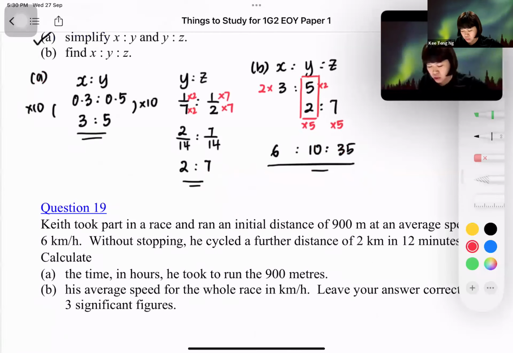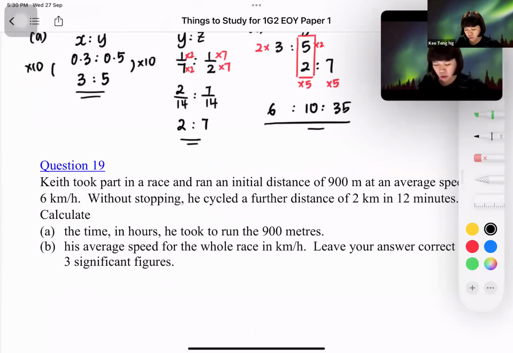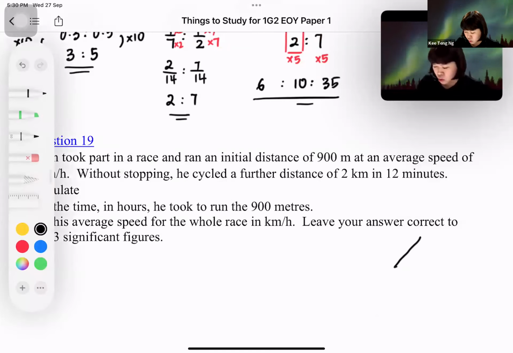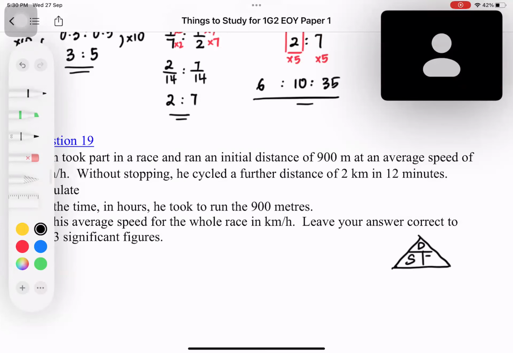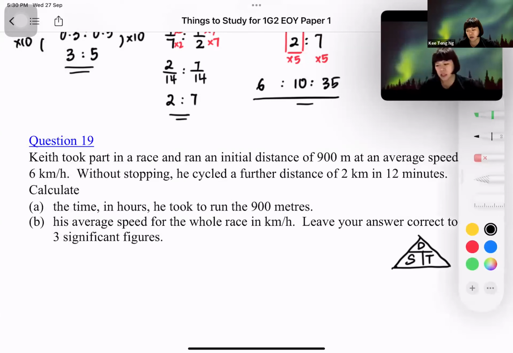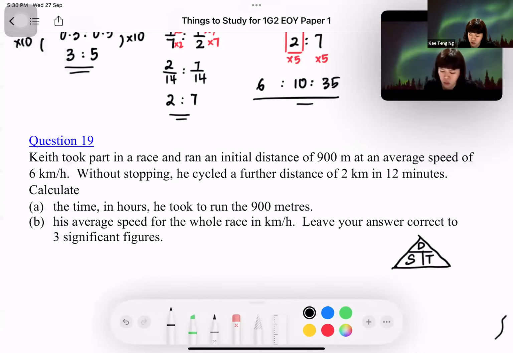We're going to do distance, speed, time. This one, the one that not all of you like. Okay, let me check one by one. Do you know what is the triangle? D on top, S and T at the bottom. Correct. D on top, S on the left and T on the right. So distance equals speed times time, and speed equals distance divided by time.